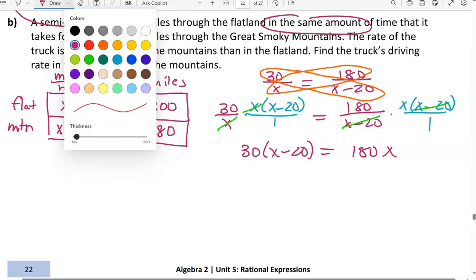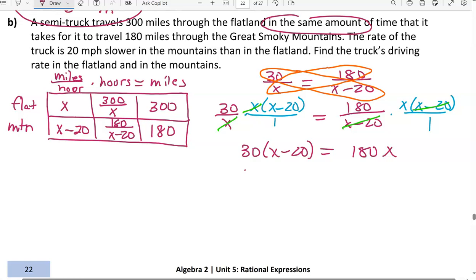All right, so let's do our multiplication. 30 times x minus 20 is 30x minus 600 equals 180 times x. And of course, now I notice that I've left a 0 off here. It was 300 miles, right? So I'm going to change all these 30s to 300, and then that will change this 600 to 6,000 as well. Sorry about that.